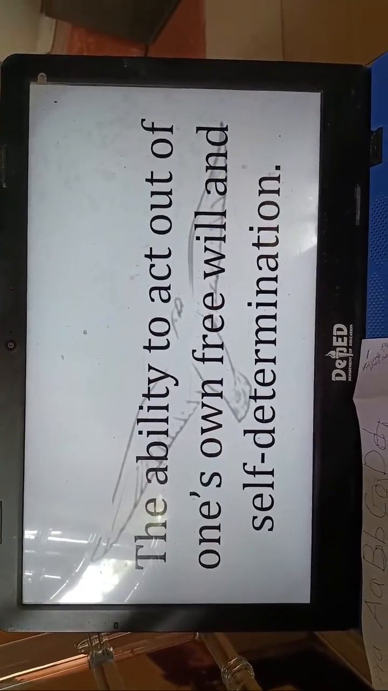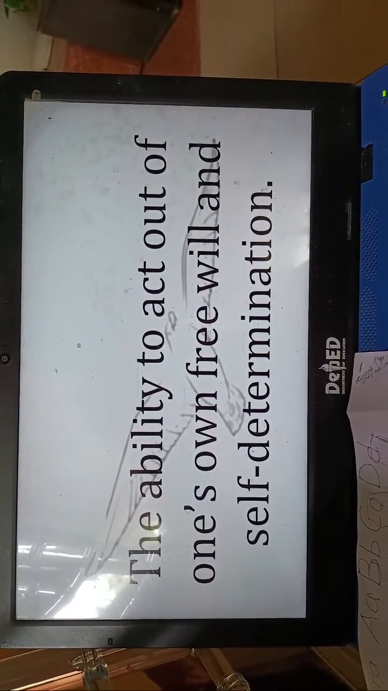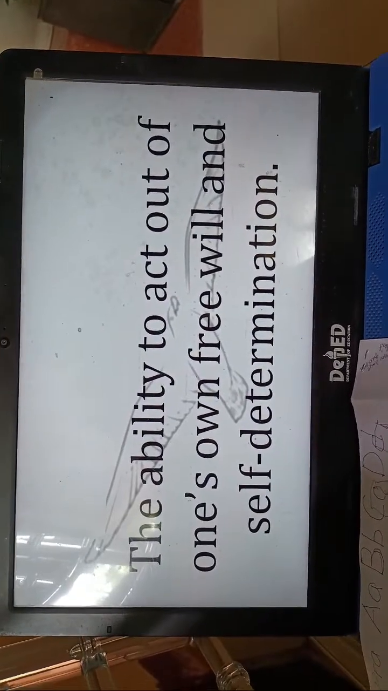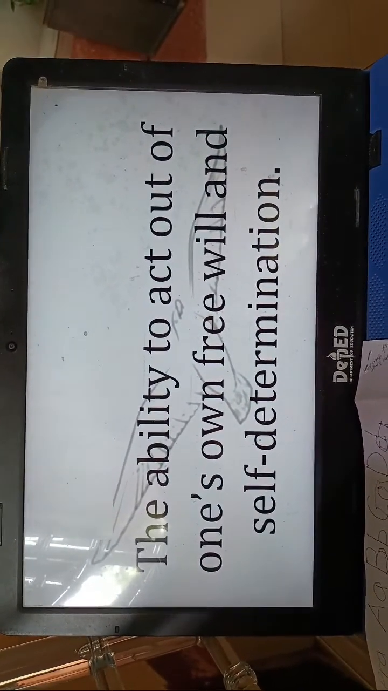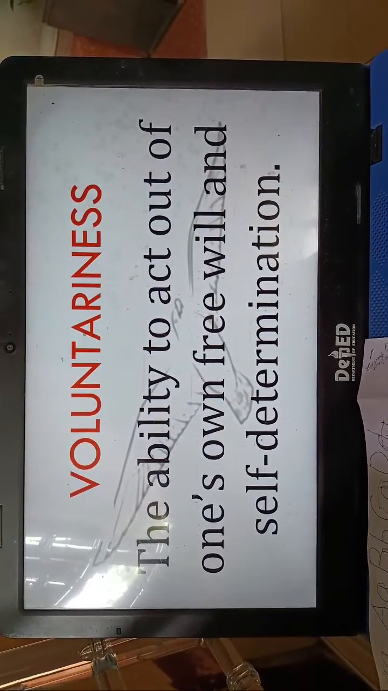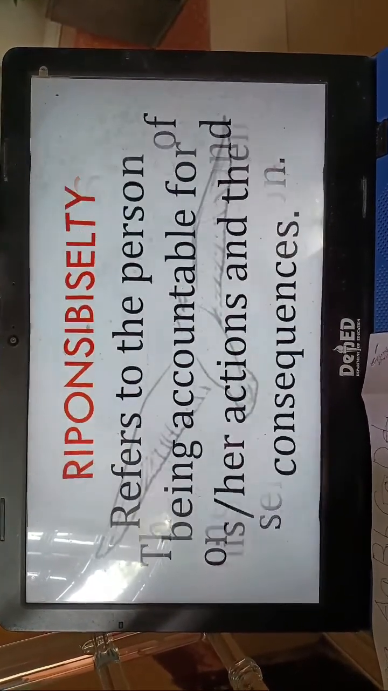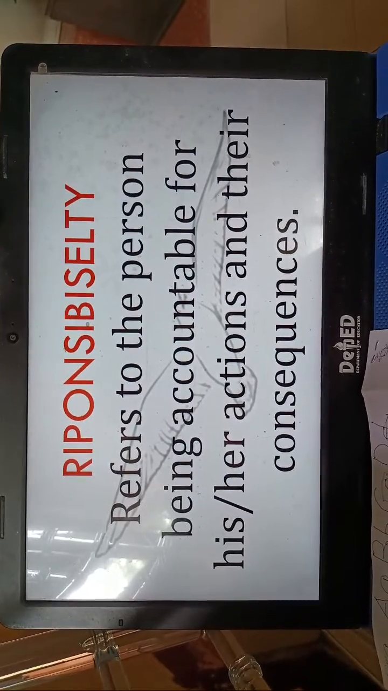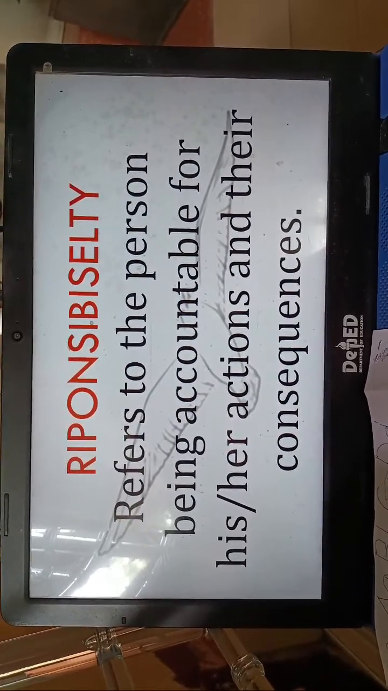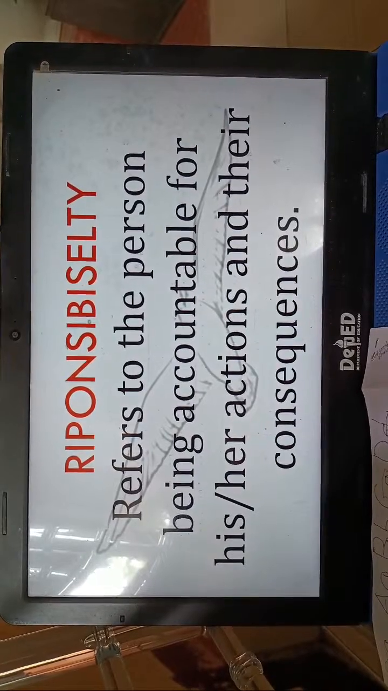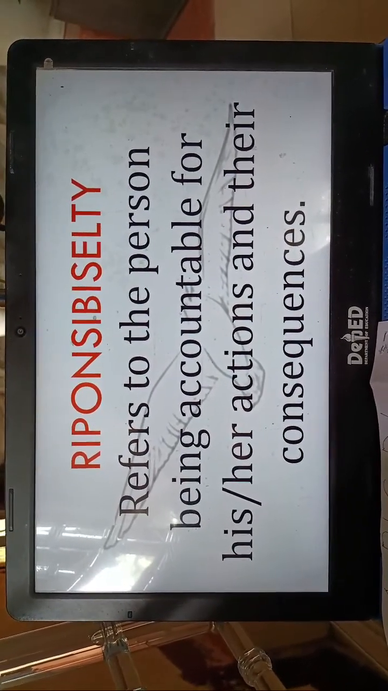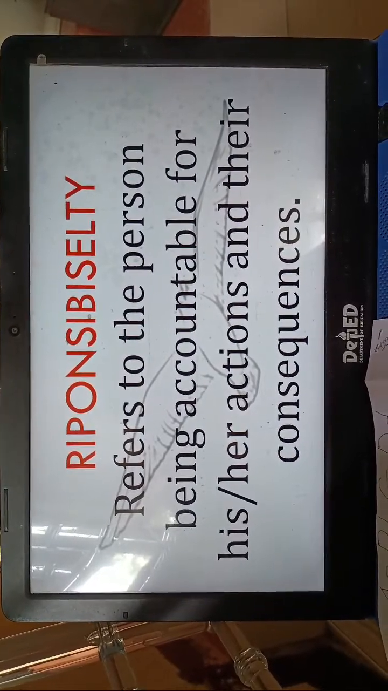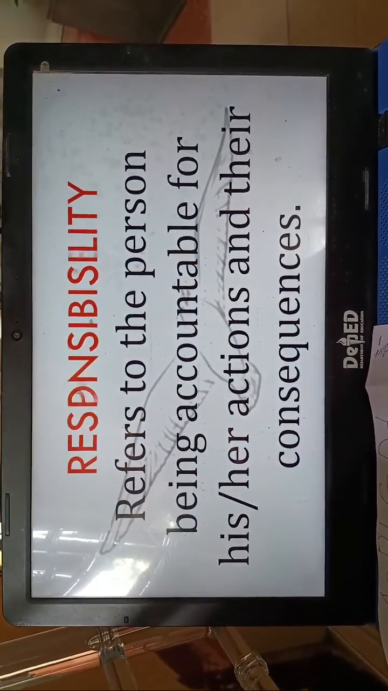Well, anyways, this is the ability to act out of one's own free will and self-determination. So from the words act out of one's own free will, this is voluntariness. And for this one, this refers to the person being accountable for his or her actions and their consequences. Being accountable for, yes, that's responsibility.